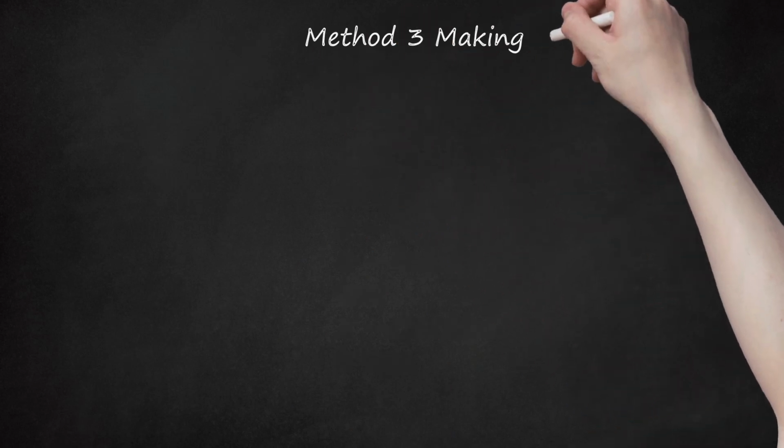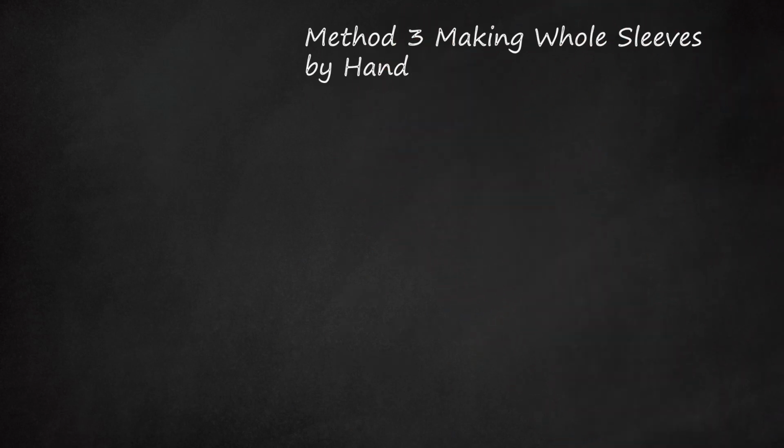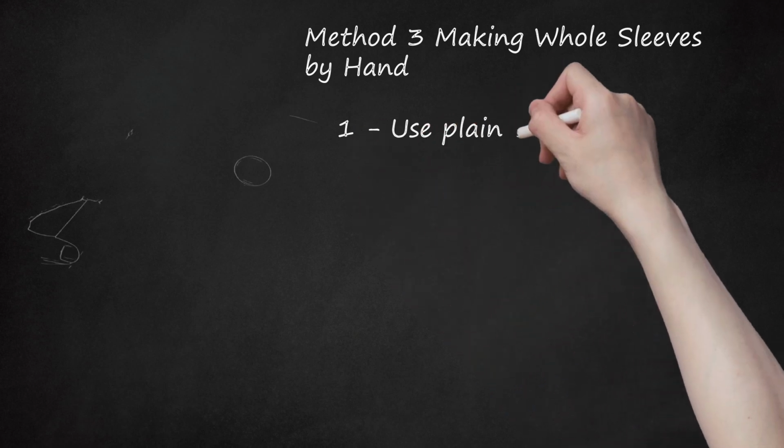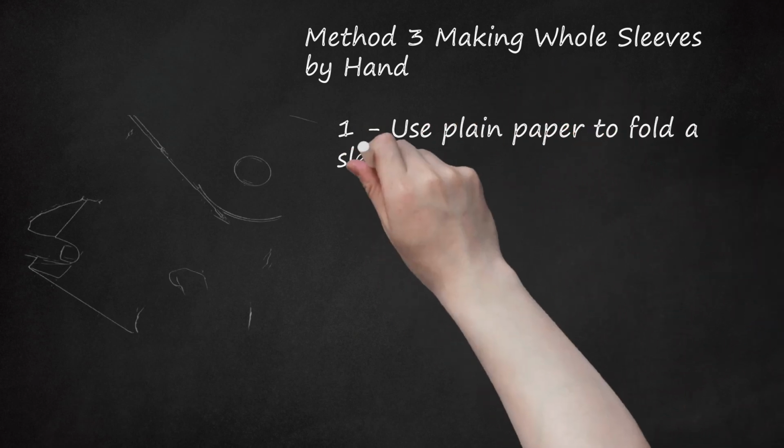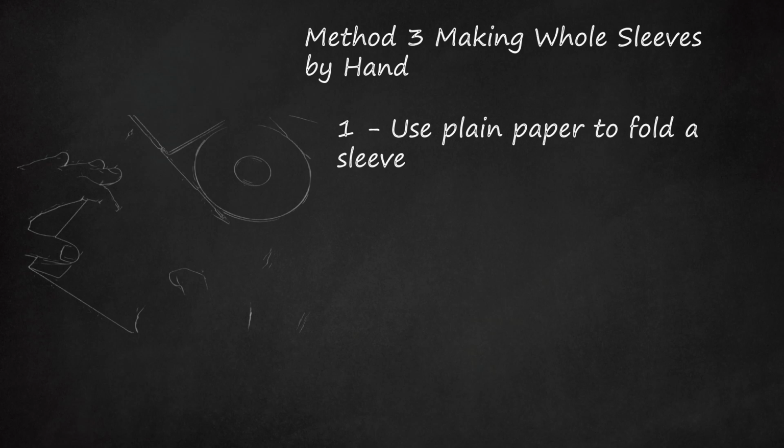Method 3. Making whole sleeves by hand. 1. Use plain paper to fold a sleeve. If you want to make up a simple sleeve to keep a CD in that you can design by hand, all you need is a piece of paper, some glue, and some good folding. It's easy if you've got a ruler or a CD for a guide.